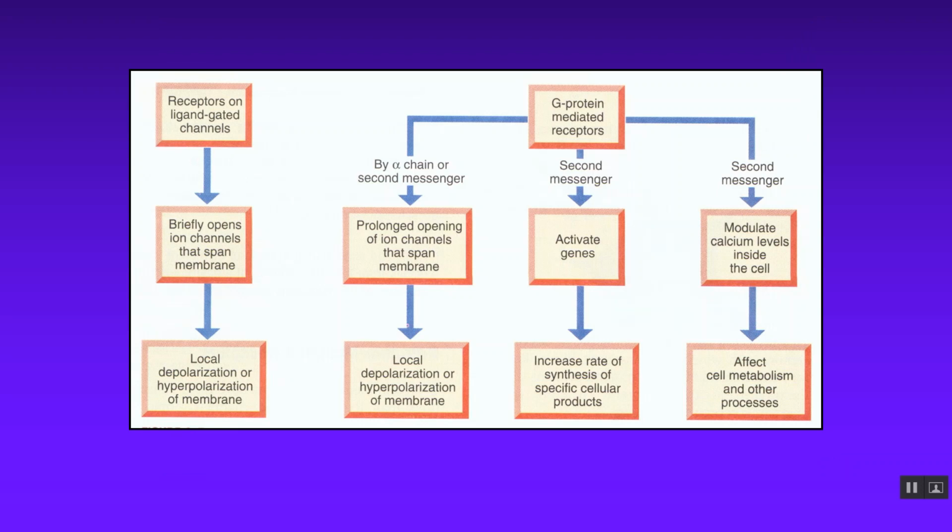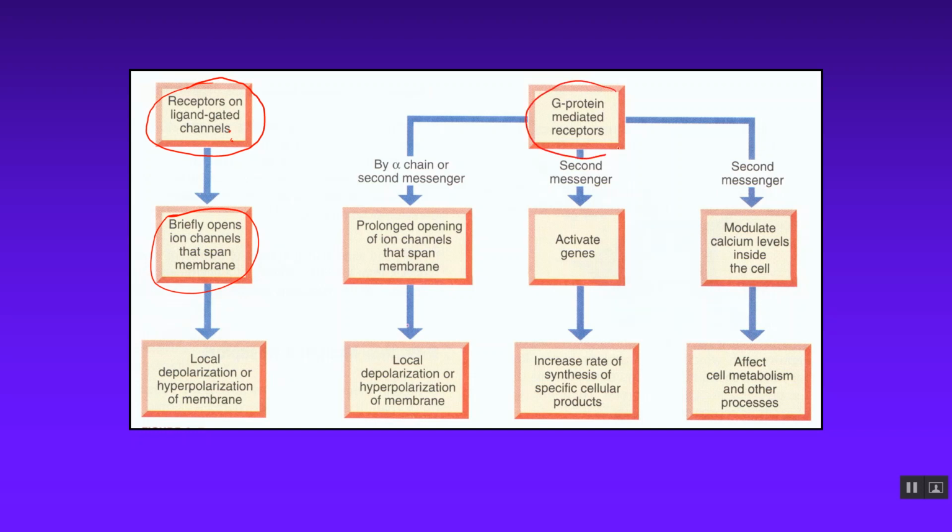And this is a nice overview table that shows you some of that. So this is the receptors that land. This is the ligand-gated ion channels. You get that brief opening of a channel, and you get local depolarization or local EPSPs or IPSPs, related to that fast-acting ligand-gated channel mechanism. So that's the one thing we've talked about.